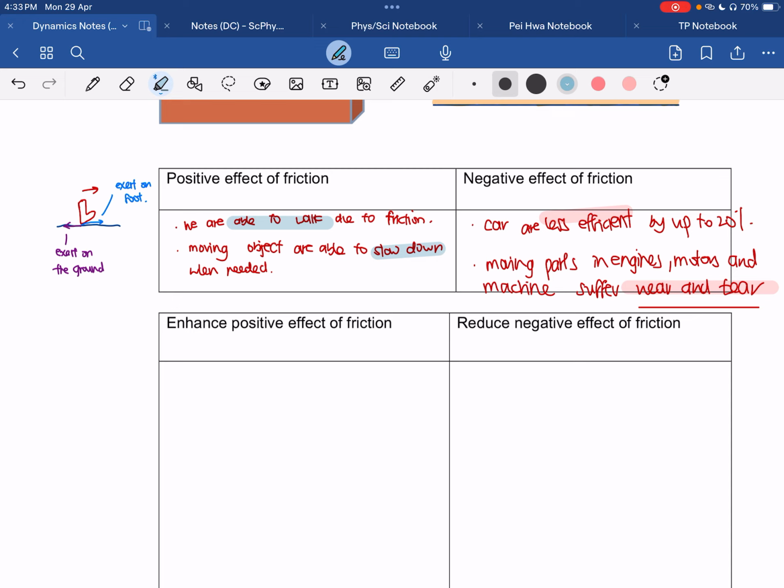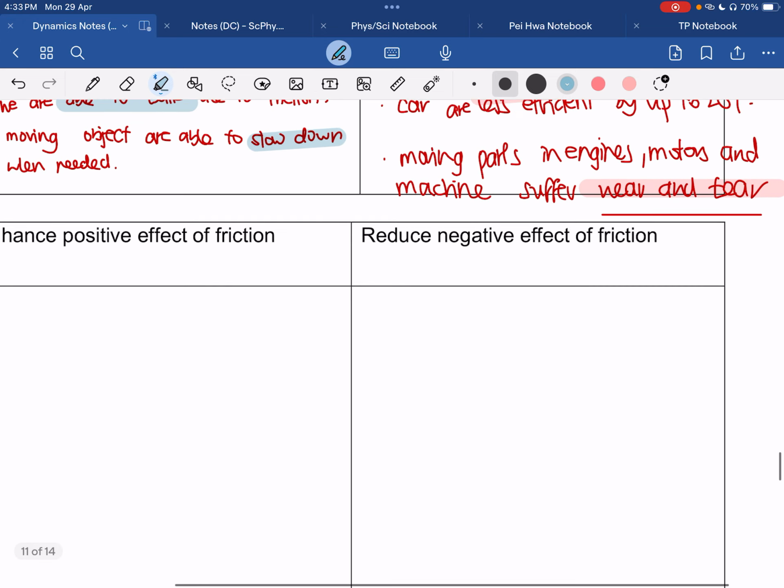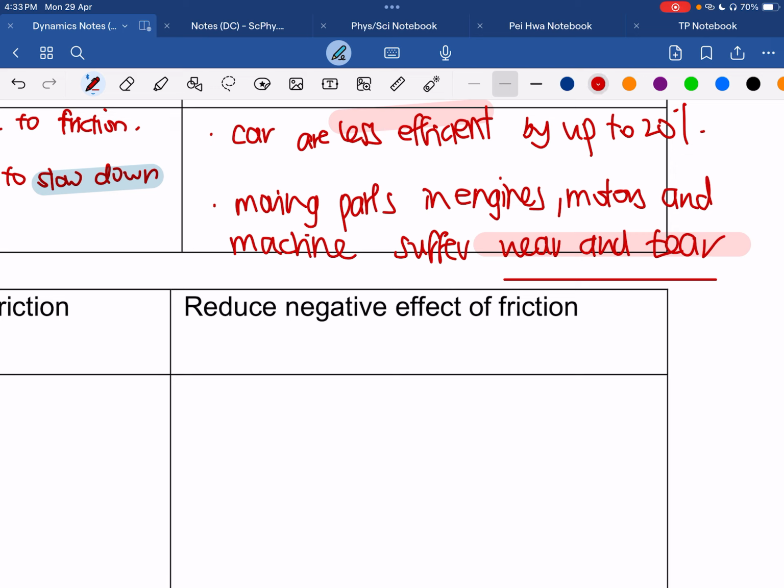Then afterwards, we need to talk about how we can enhance or reduce these effects of friction. So for example, since friction can cause wear and tear, how can we reduce this wear and tear? We could use wheels. First of all, that's how cars even move in the first place. Imagine if the tires of our wheels are not in a circular shape, let's say if they're in a squarish shape, then it will have a lot of friction on the ground.